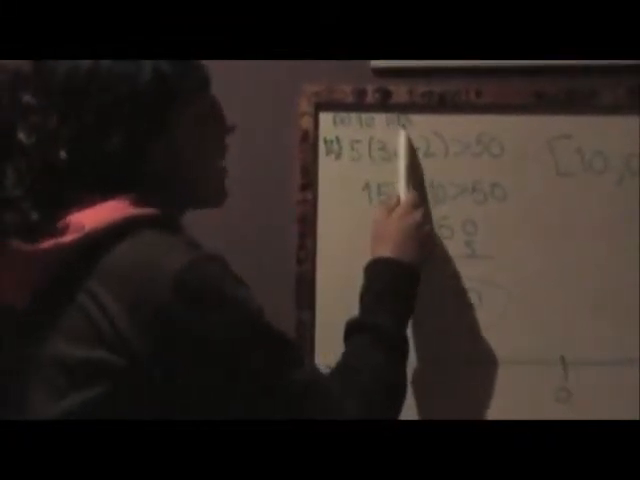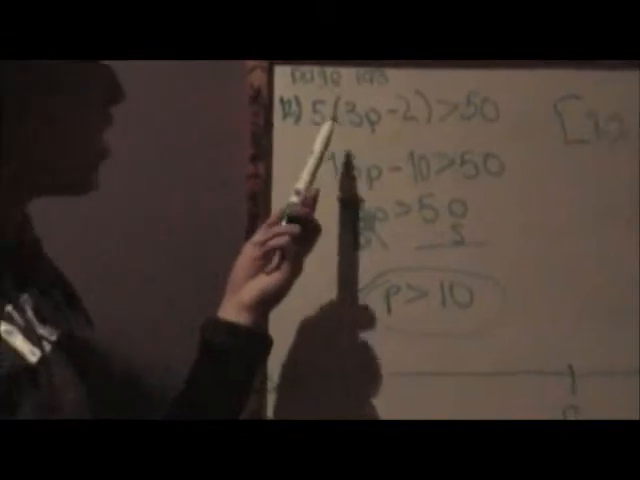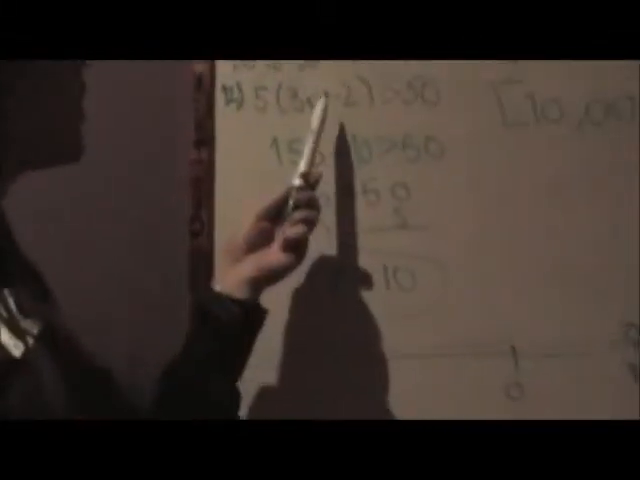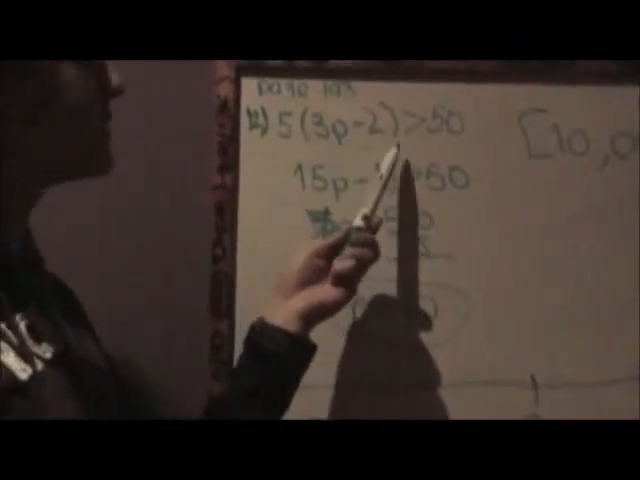Okay, now I'm going to explain the exercise 12 of page 193. So first I'm going to tell you what the problem is. The problem is 5(3p - 2) > 50. In this we have to use the distributive property.